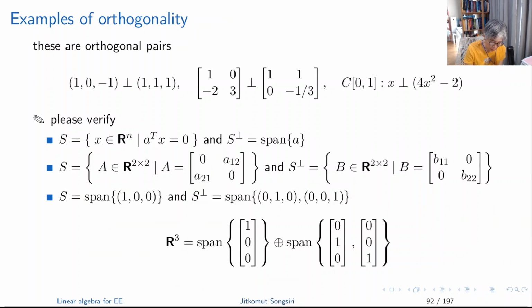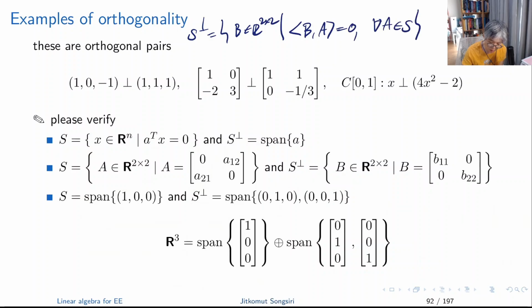Okay. So my S-perp is going to be any matrix B in R2 by 2 by the definition, where if I use the typical inner product, let me first call it: my B inner product with A is going to be 0 for all A in S. And now I'm going to use the fact that my inner product is the trace of A transpose B.